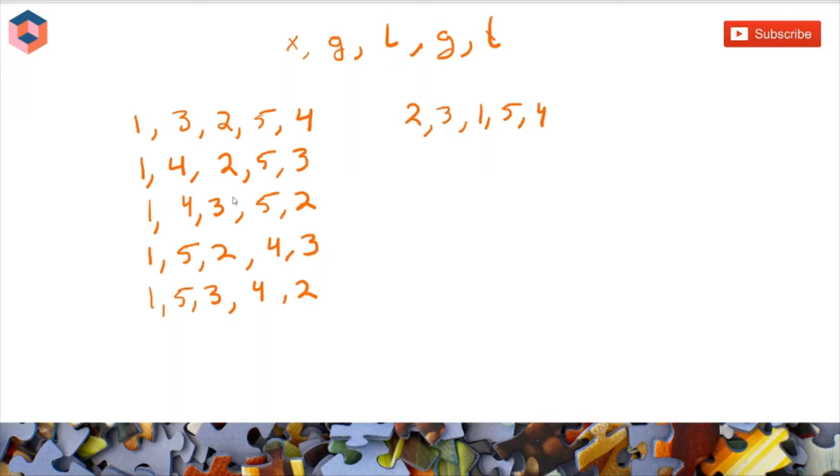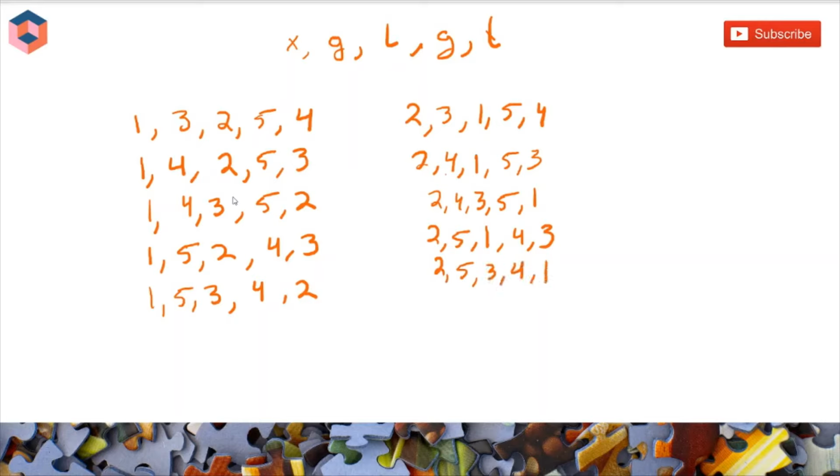We might also have a 2. Oops. So we might have a 2, a 4, and now we have two choices here. First, we could have a 1, 5, and 3, or we could have a 2, 4, 3, 5, 1. Finally, we could have 2, comma 5, and now you could have a 1, 4, 3 here, a 2, 5, 3, 4, 1 here, and you can't have a 4 because then all the terms after that would be less.